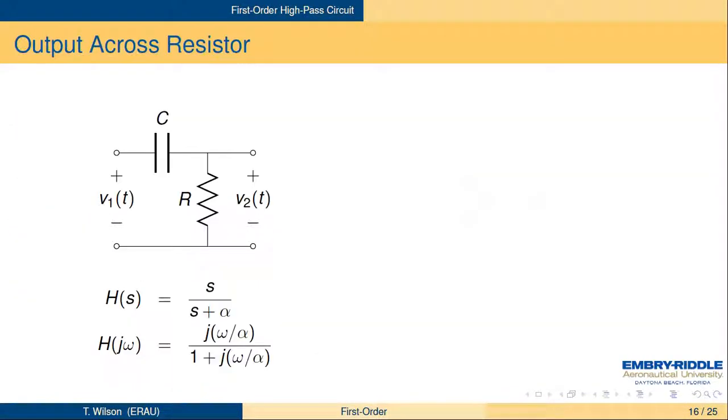Let's look at a high-pass circuit. This is just looking at the output across the resistor. So we have the same kind of factors. When omega is small, when the frequency is small, there's no current through the capacitor. And if there's no current through the capacitor, because it's acting like an open, then there can't be any voltage across the resistor.